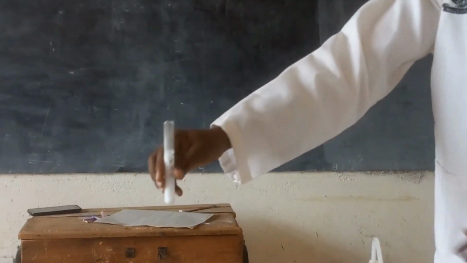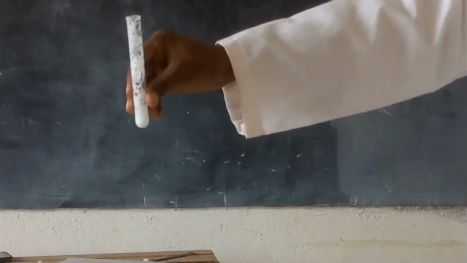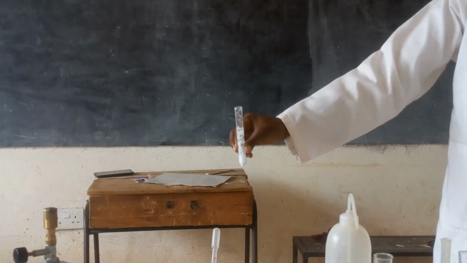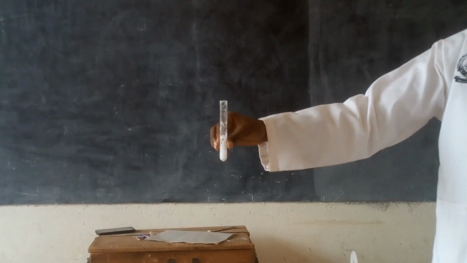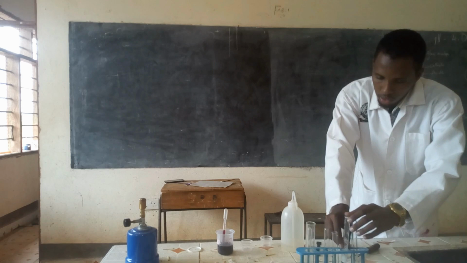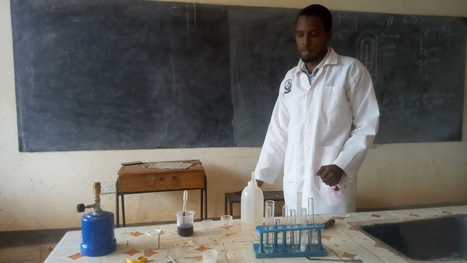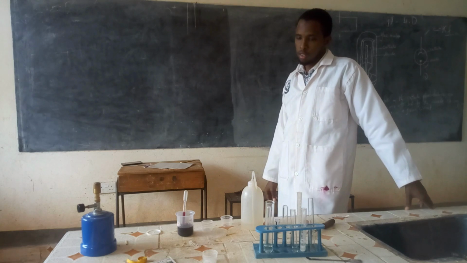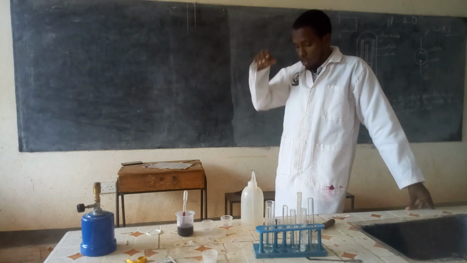So the observation: you can see effervescence occurs. Effervescence of a colorless gas occurs. So the inference is you are supposed to illustrate alkanoic acids, that is R-COOH, or hydrogen ions, or hydronium ions.